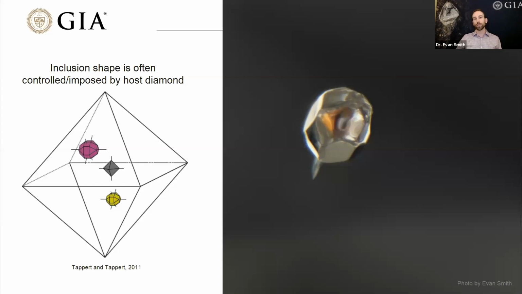A lot of inclusions that we see inside diamonds have a cube octahedral morphology, like these little shapes here, or sometimes even octahedral morphology. And it's kind of like a negative crystal. The shape of this inclusion is being controlled by the host diamond rather than the inclusion material itself. So we see remnants of octahedral or cubic faces imposed on the inclusion material. So it's very common to see inclusions with this kind of cube octahedral morphology.